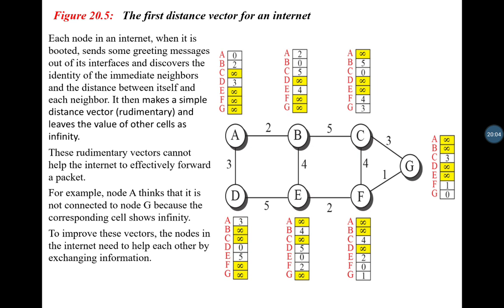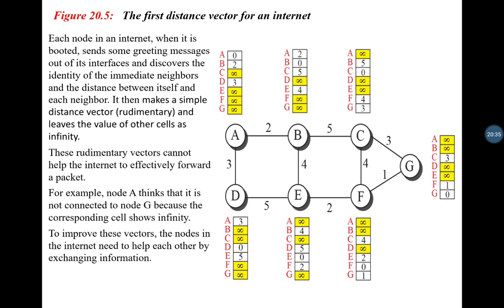So here you can see that node A thinks that it is not connected to node G because the corresponding cell shows infinity. To improve this, nodes in the internet need to help each other by exchanging information. These are with respect to the node, considering the respective node as a root node. These are the least cost trees, which are represented in array form, which is nothing but a distance vector.